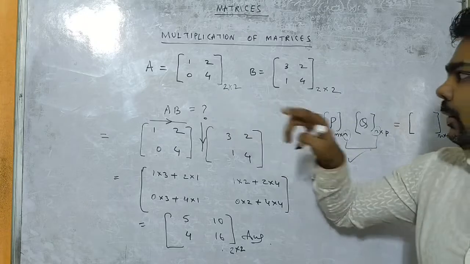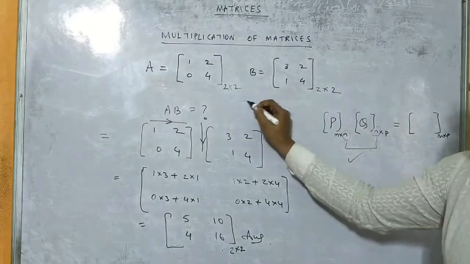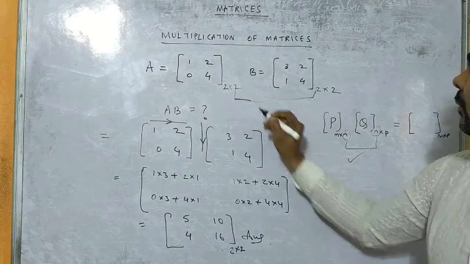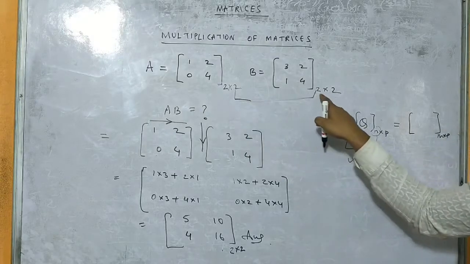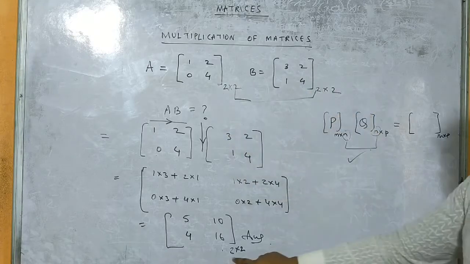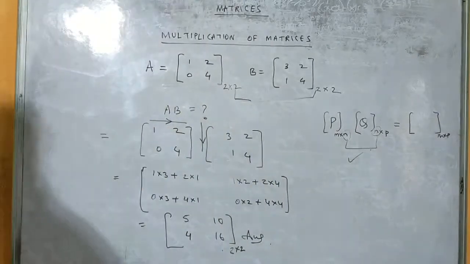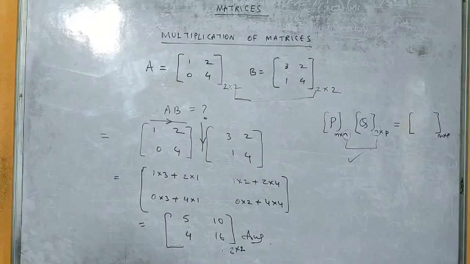Let's compare with this. You see 2 cross 2 and 2 cross 2, that means this and this are matching, right? The column of the first and the row of the second are matching. So what should be our resultant answer? 2 cross 2. So 2 cross 2 is our answer. Okay, so we will solve a few more questions, so this concept will be clear then.